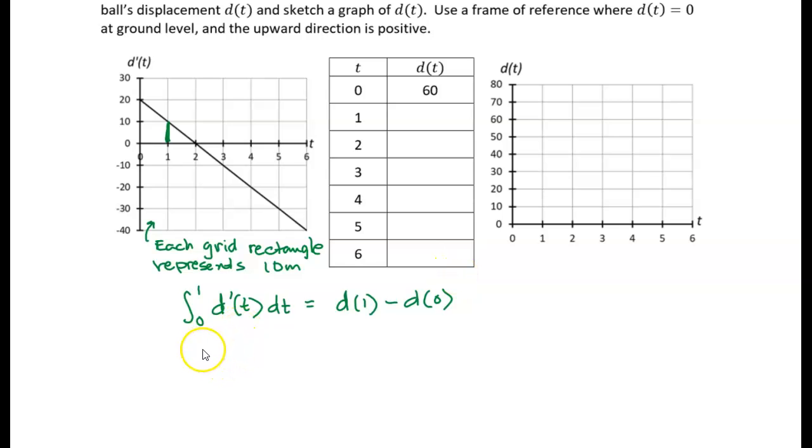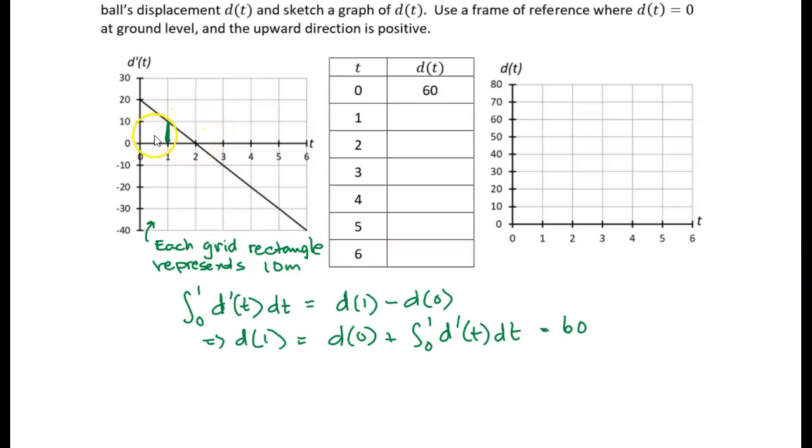So we can rearrange this a little bit. I can rewrite this as d at 1 second is equal to the displacement at 0 plus the integral from 0 to 1 of d prime of t, dt. We know d of 0 is 60, and if I add to it the area under this curve, which is the integral from 0 to 1, then I'll have the displacement at 1 second.